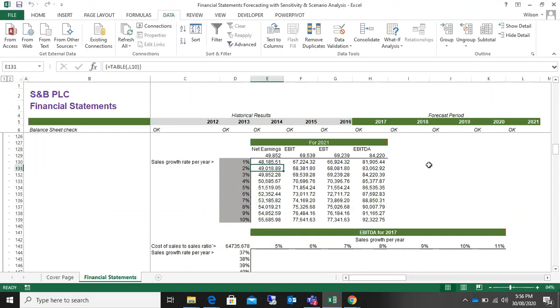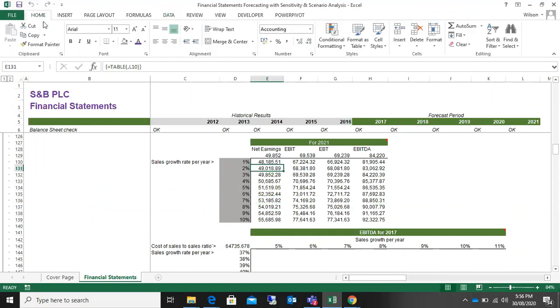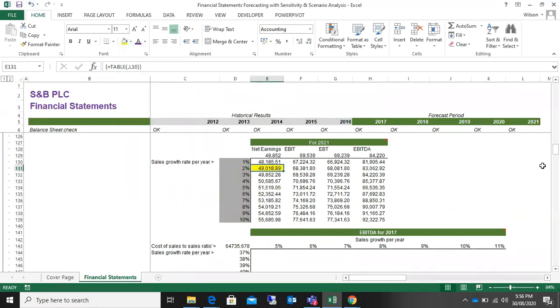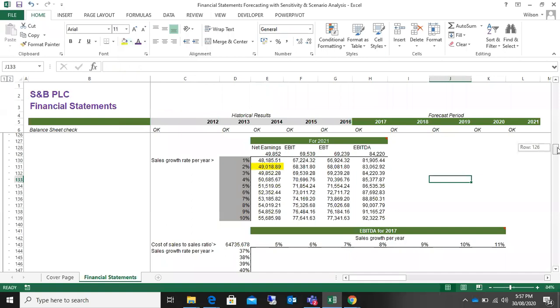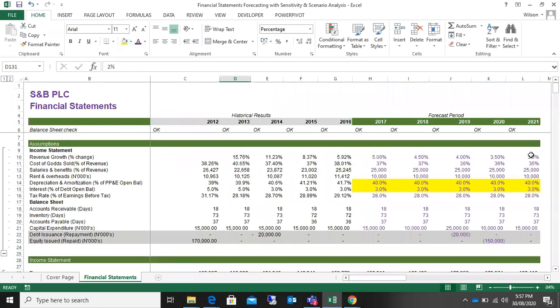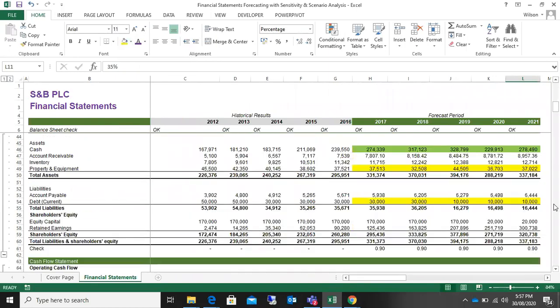Do you get? So let's see if this works. I'll put this in yellow. Then I'll come here. Take note we have 49,018.89, right? That's for 2021, isn't it? The sales growth is 2%. I will scroll up and I'll come and change this to 2%. If I change that to 2%, what do we have?